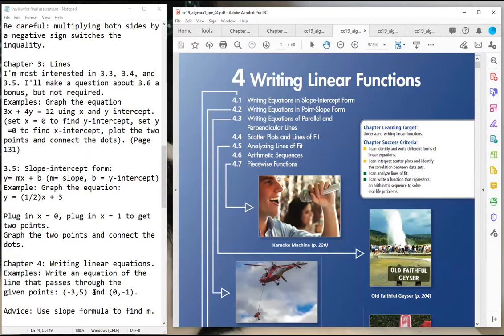And my advice or my hint for that is to use the slope formula to find the slope of the line. And you've already got the y-intercept here, because when x equals 0, that gives you the y-intercept. I'll actually do this on the document camera here in a second. Let me write this down. (-3, 5), (0, 1). So you might benefit from seeing this written out.